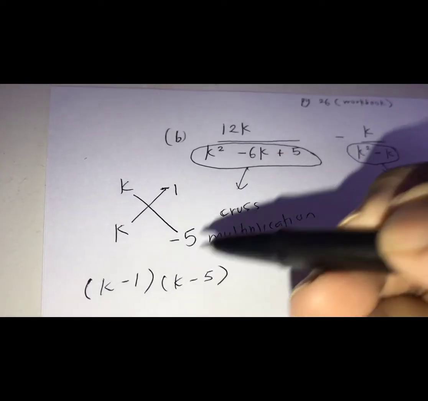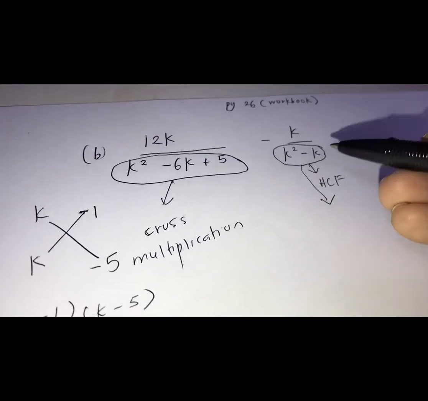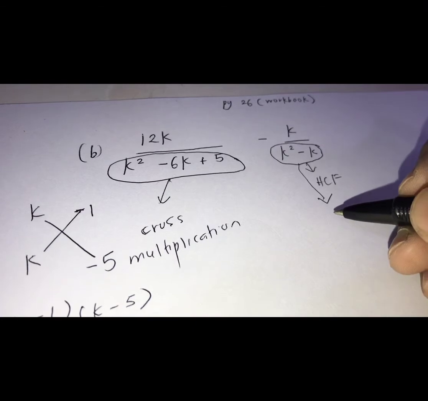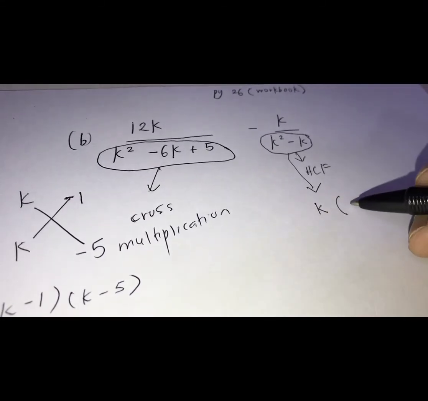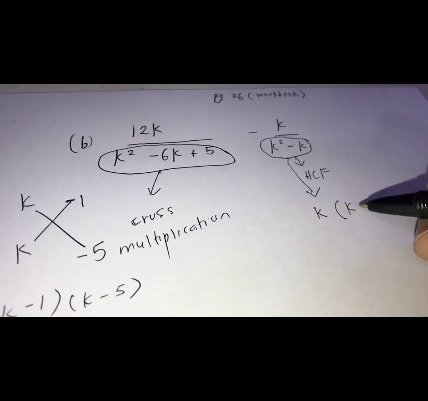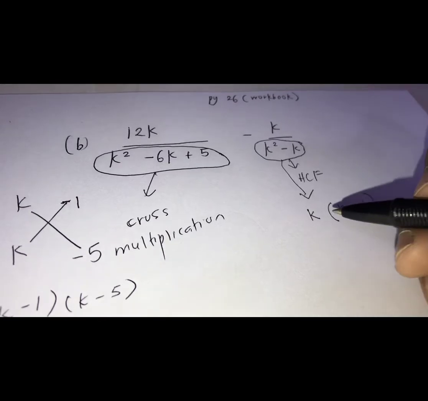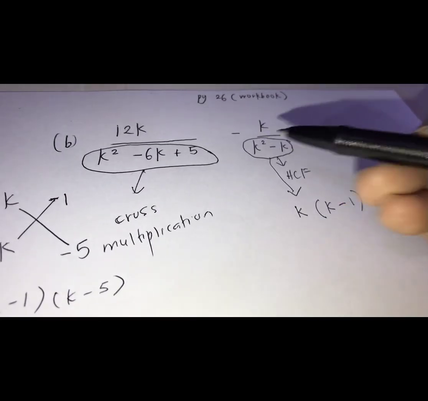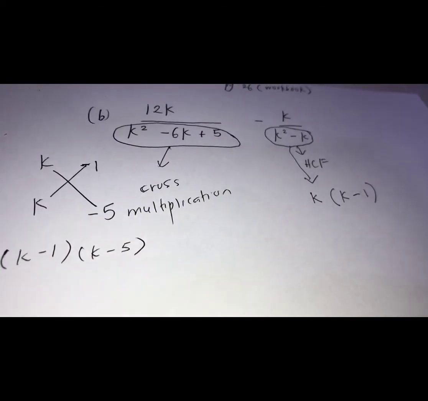And then this one, the common factor for this is k, so you write here k. So k times k, you get k square. k times 1, here negative, so put negative 1. So you check, you can expand: k times k, k square. k times negative 1, negative k. Correct.